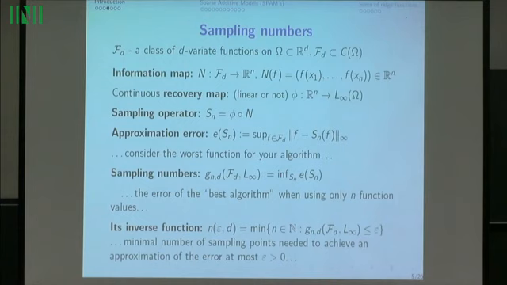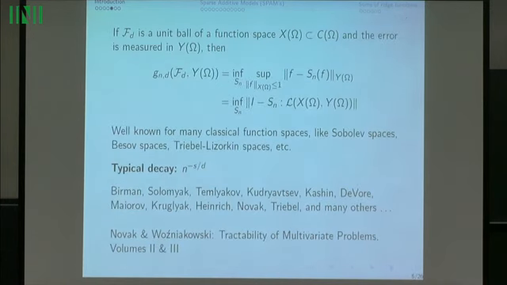And you can put the question also in the inverse way, meaning if I want to have the error of approximation epsilon in dimension d, how many function values, how much information do I need to really be able to do that with some good algorithm, with some good choice of sampling points and a good choice of recovery algorithm.